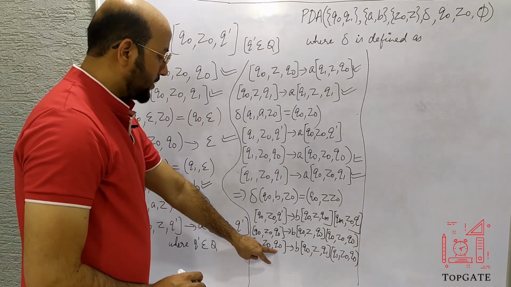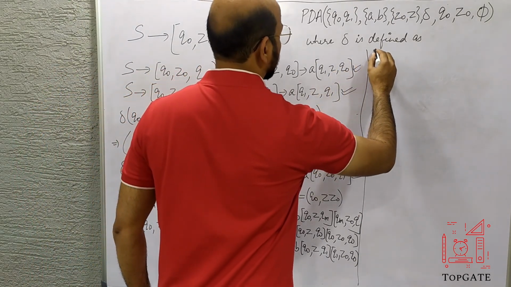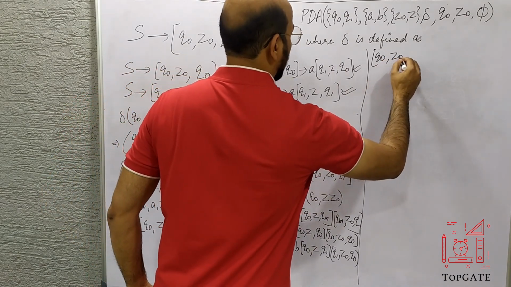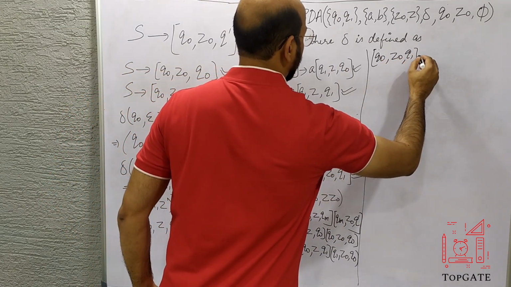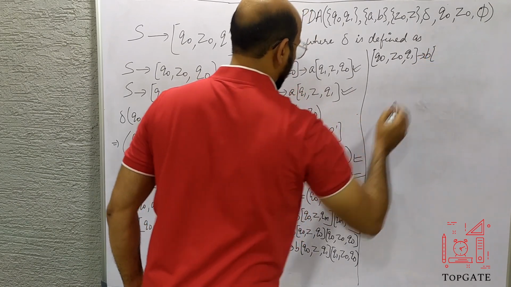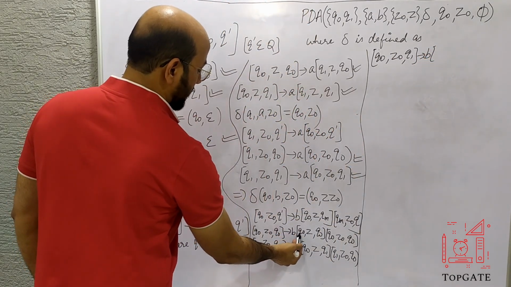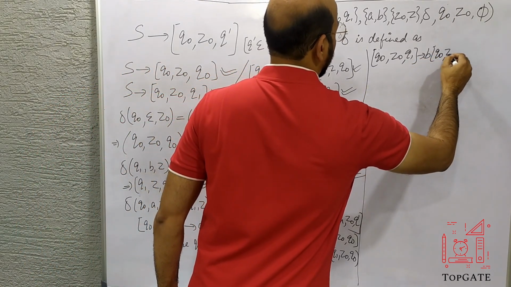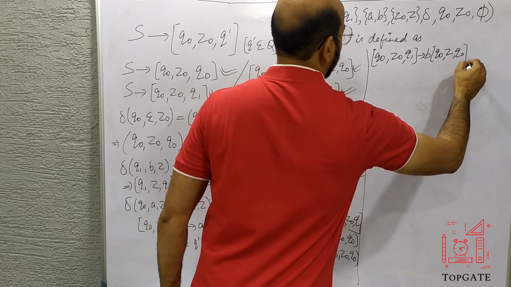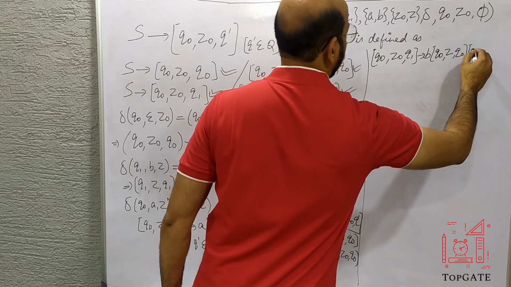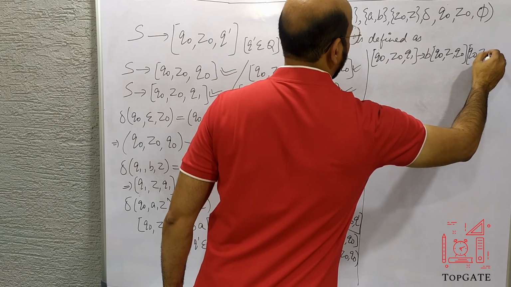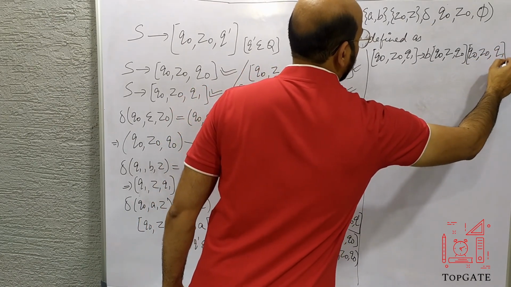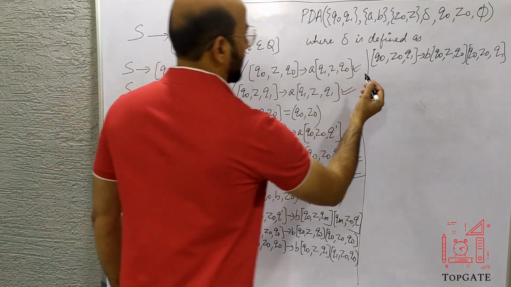Now I'll take this as Q1. So let's take this as Q1. Now it will be (Q0, Z0, Q1). This time it gives B into the same thing, that is (Q0, Z, Q0). So it will be (Q0, Z, Q0). Again I'll take (Q0, Z0, ...) the same one, that is Q1. So I'll write Q1 here. This is done.